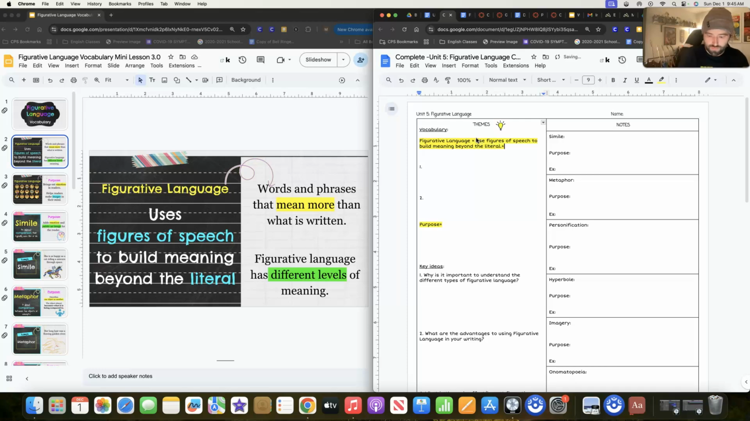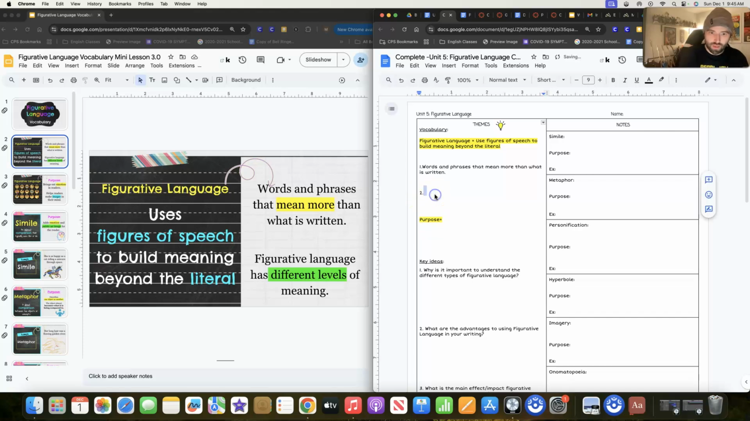Okay, now it includes words and phrases that mean more than what is written, and figurative language has different levels of meaning. So sometimes it's straightforward, sometimes it's one layer down, sometimes it's many layers down. It just depends on the type of figurative language that we are looking for.